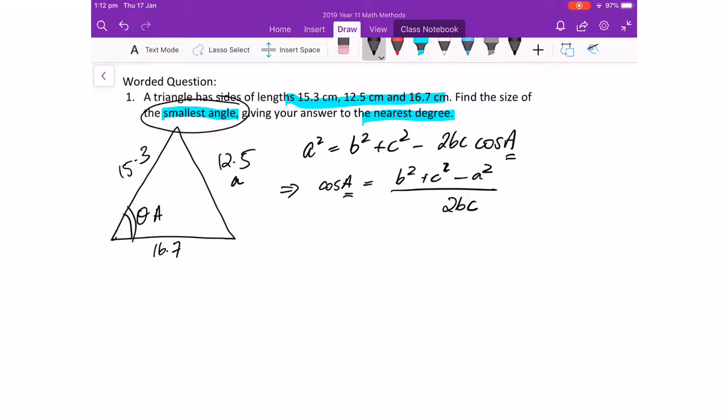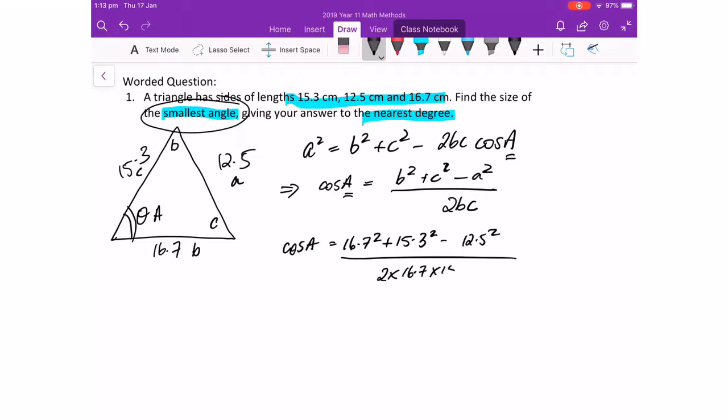Again, the pairs have to be opposite each other. I'm going to have B and C. So it doesn't really matter the angles in this case, but there we go. So let's substitute it in now. So cosine A is equal to 16.7 squared plus 15.3 squared, take 12.5 squared, divided by 2 times B, which is 16.7, times C, 15.3.